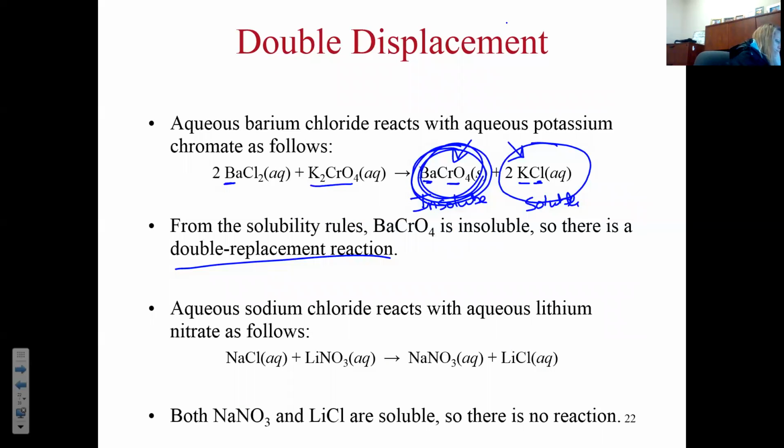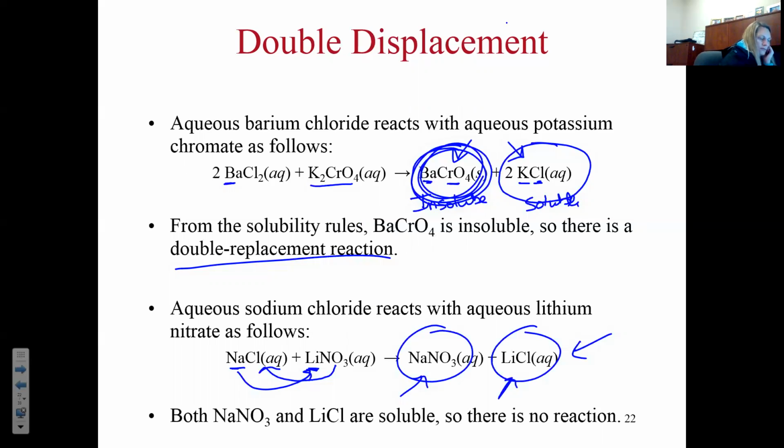Let's try this one. Okay, these are our two products. We know it's double displacement because that Na switched places with that Li, right? And so all their partners switched. If we look at NaNO3 and LiCl on this chart, on the solubility chart, hopefully you'll do this on your own, but you'll see that they're both soluble. And so ultimately, there is no reaction. So this one would not take place. So instead of having your products listed at all, you would just put a big NR.